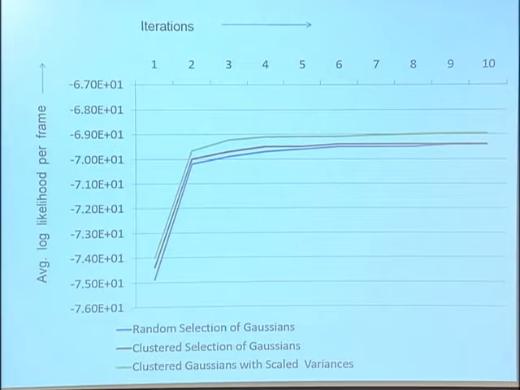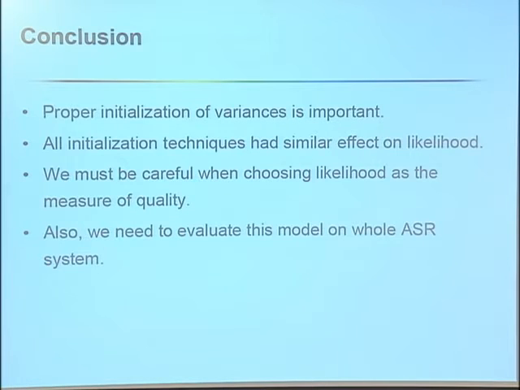We have a much greater likelihood, but there is a general conception that all three different approaches for the initialization models seem to have similar likelihoods. So we may conclude that the proper initialization of variance is important, but since all initialization techniques had a similar effect on likelihood, we must be careful while choosing likelihood as a measure of quality. Also, we need to evaluate this model in the whole ASR system. Thank you.